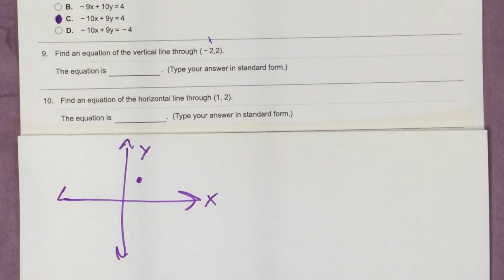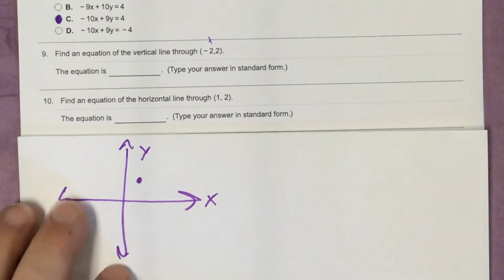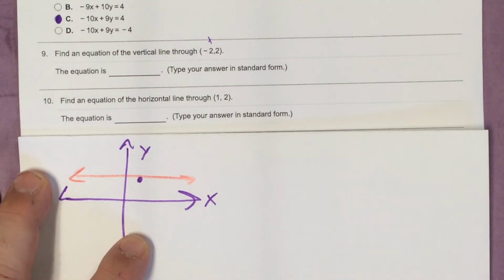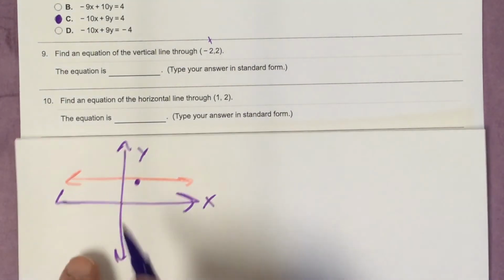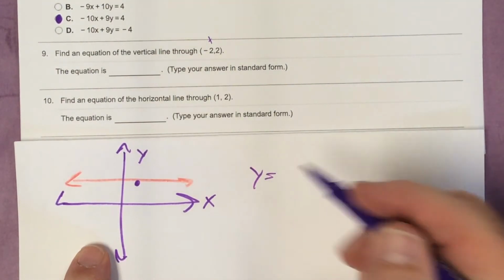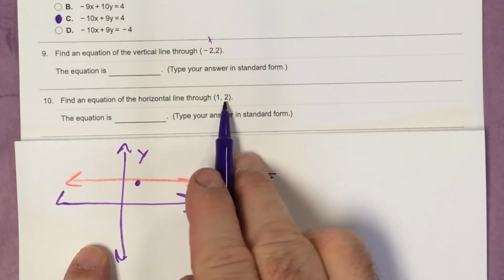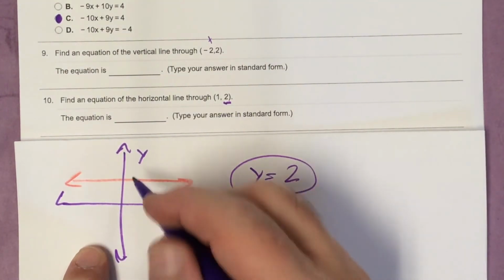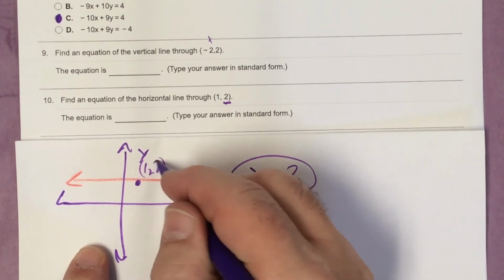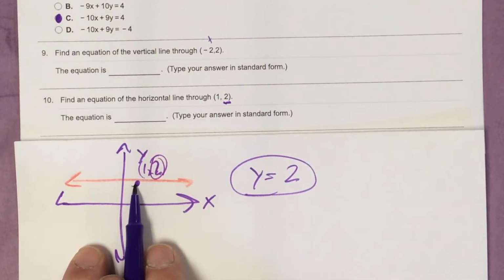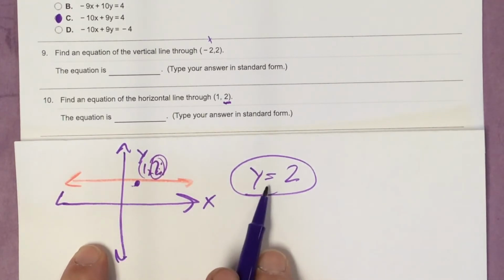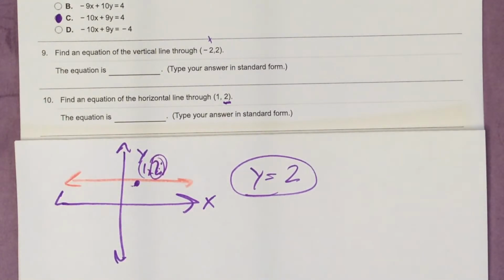Since it's going to be a horizontal line that I want to put through it, my line is going to look something like this. And since it's crossing the y-axis, it's going to be y equals something. Well, what's the y coordinate? It's 2. So the equation of the line is y equals 2, because that is the y portion of the coordinate. So the equation that lands has to be y equals 2.